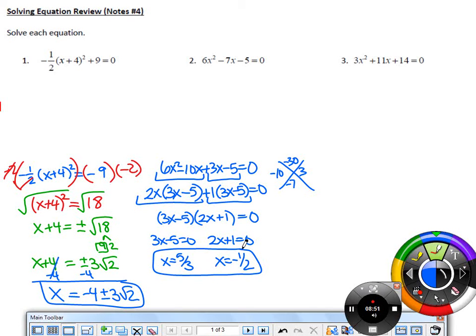All right, so the next problem, 3x squared plus 11x plus 14. If I want to see if it's factorable, I need two numbers that will add to 11 and that will multiply to whatever 3 times 14 is. And 3 times 14 is 42.